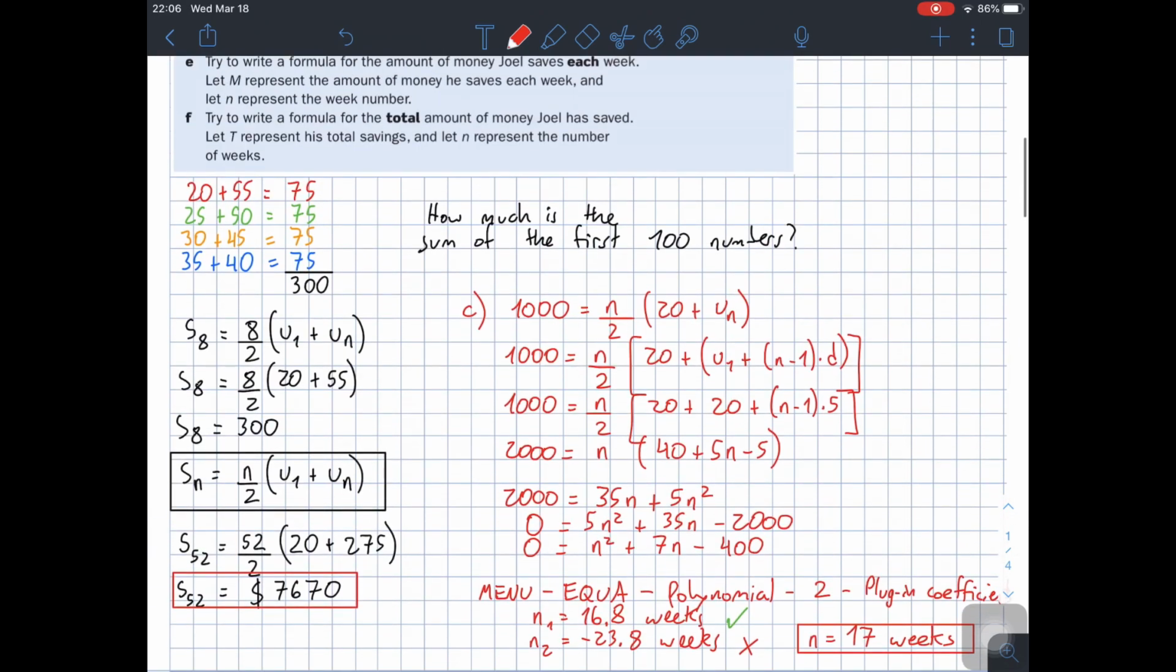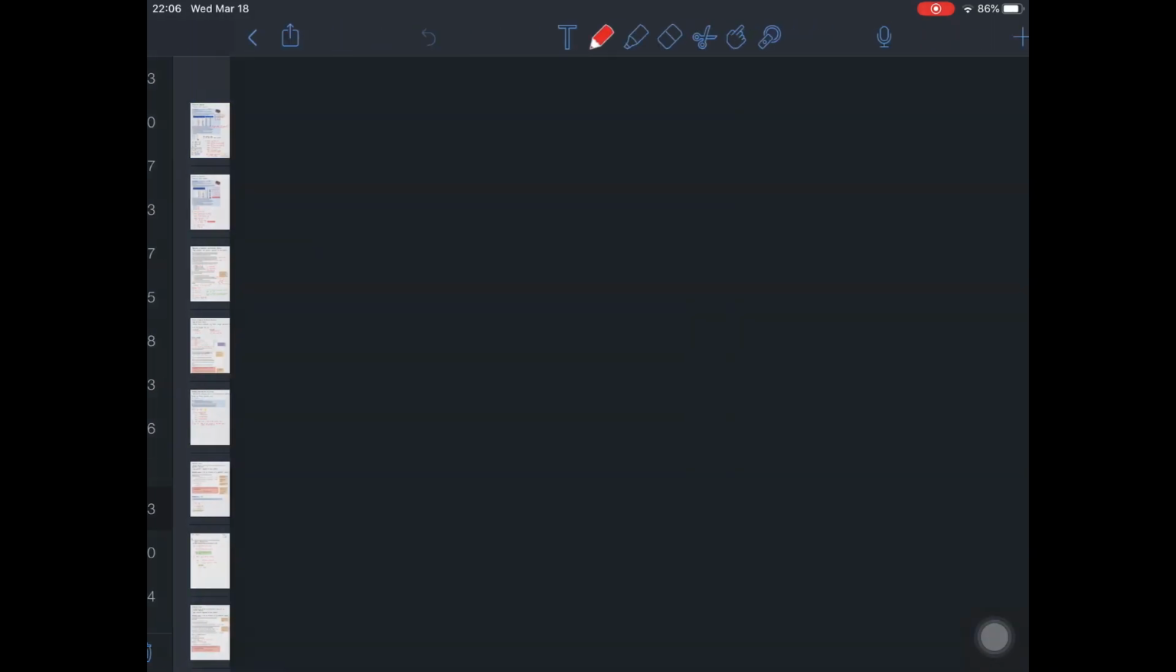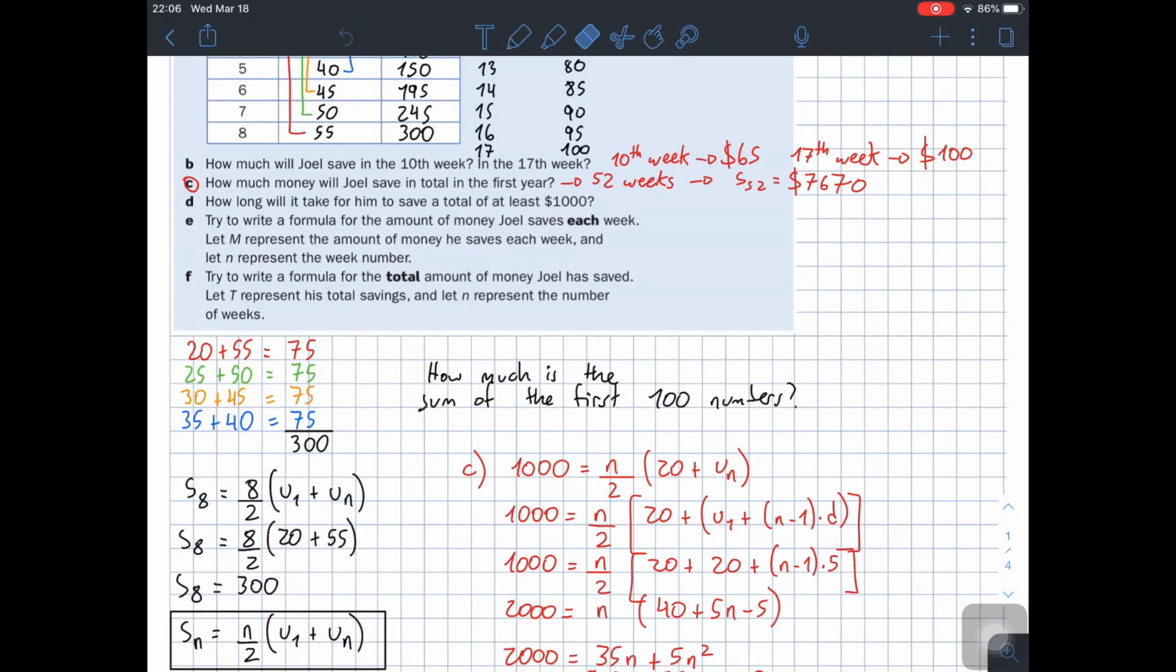Okay, so that's it for part C. Sorry, that was part D already. This is D, so this should be D. So 17 weeks is the result.